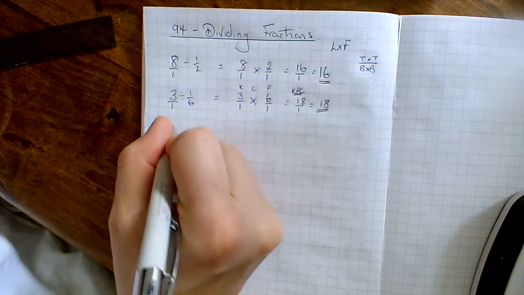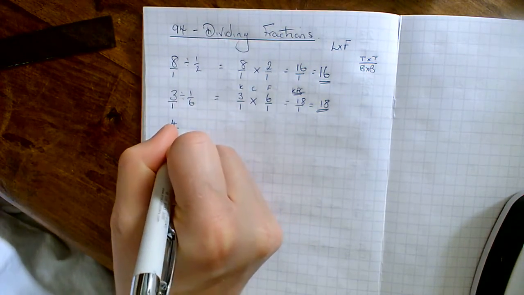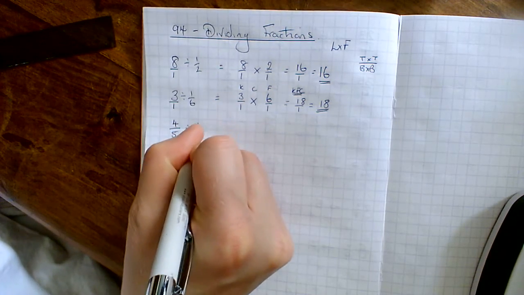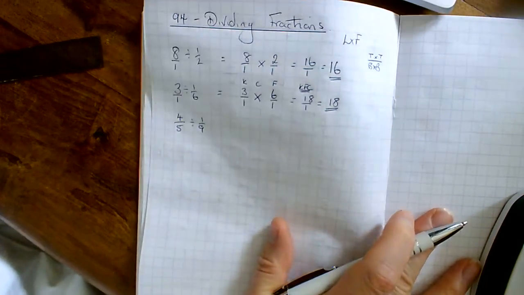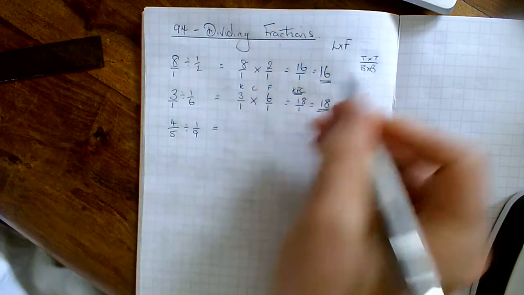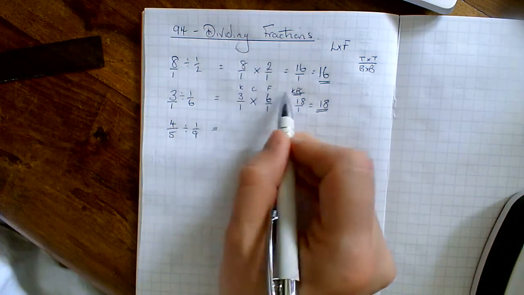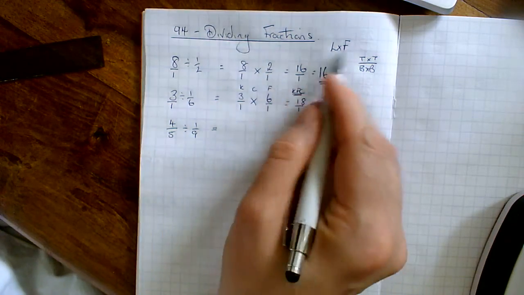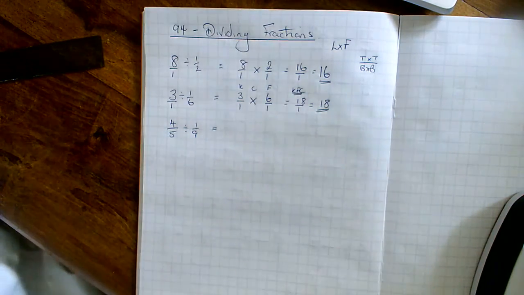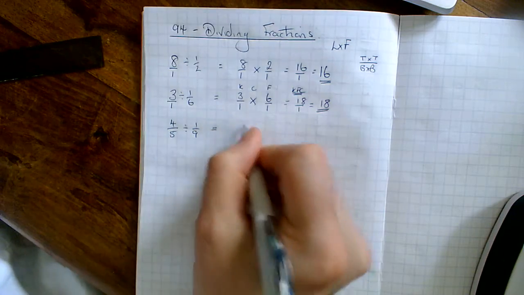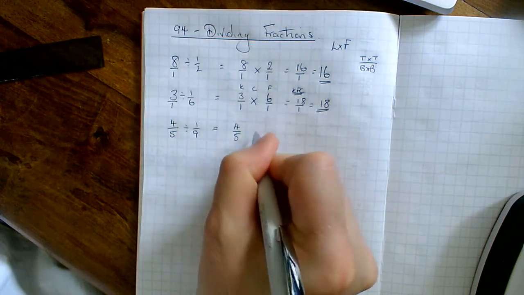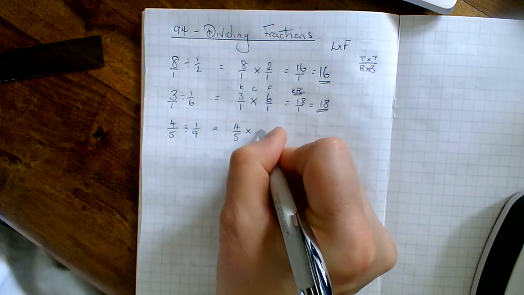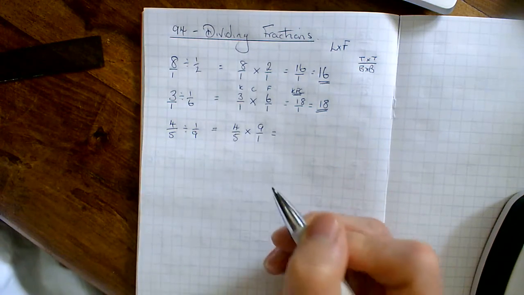Next question, 4 over 5 divided by 1 over 9. So there's a question. I always use the leave times flip. The KFC I'm not really a fan of because KFC is in the wrong order. KCF should be the right order, but leave times flip. People like KFC because it's easy to remember. So leave times flip: leave the first fraction alone, 4 over 5, times, and flip the second fraction over, 9 over 1. Now do the multiplication.